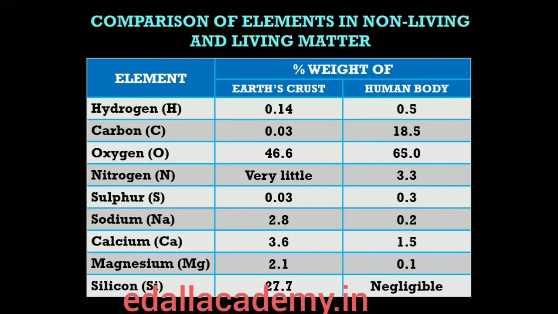See the tabular column: hydrogen, carbon, oxygen, their percentage in the Earth's crust as well as in the human body is given very clearly, as well as sulfur, sodium, calcium, magnesium, silicon. Try to remember what percentage is present in the Earth's crust and in the human body. It is given very clearly.